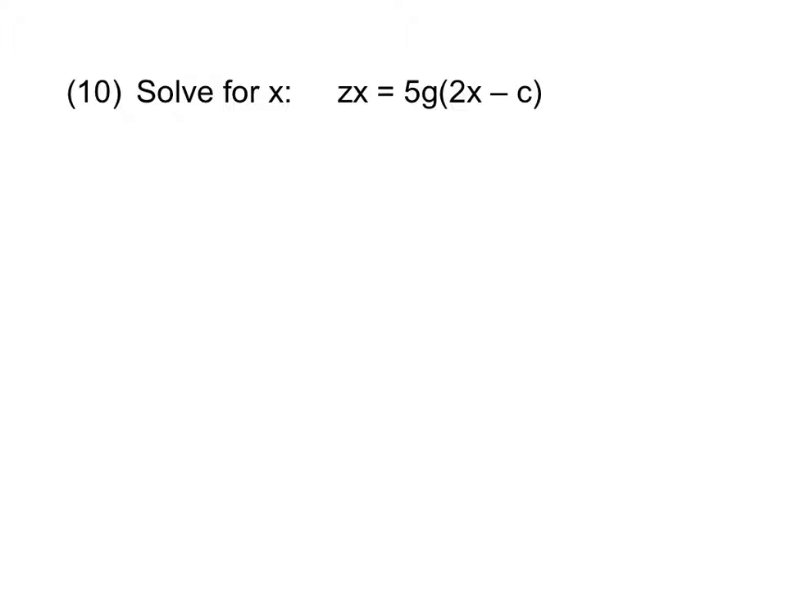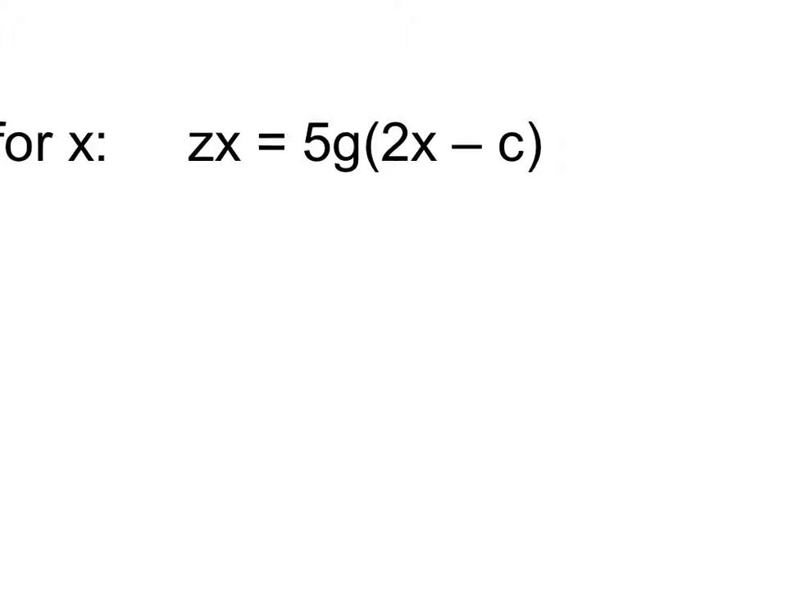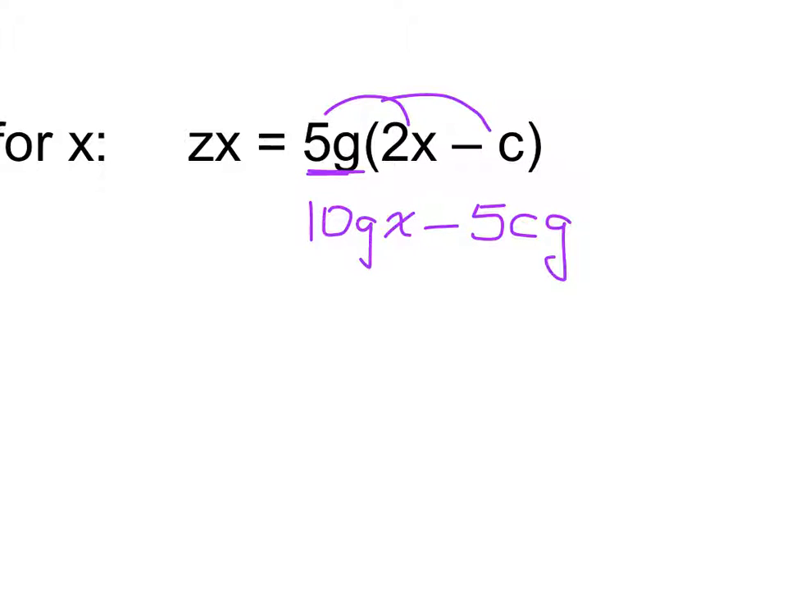All right, solving for x. Very exciting. Well, let's do a jailbreak here. Let's get the x out of captivity. 5g times 2x would be, well, 5 times 2 is 10. The x times the g, you could write gx or xg, it's up to you. Minus 5, I'll write cg. gc, cg, it matters not.